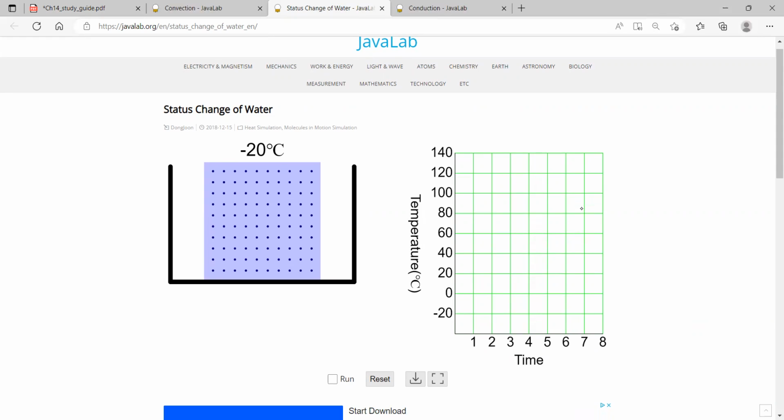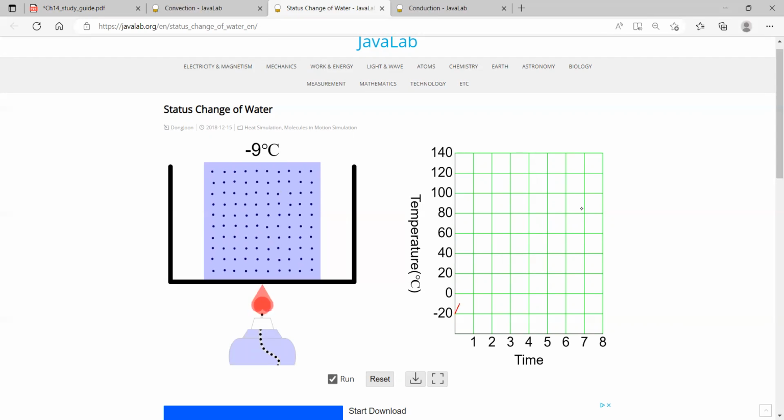At 0°C, because the phase change happens, you will see that there is no increase in the temperature. When the phase change is complete, you will see another increase in temperature. Then again there is no change in temperature when it reaches 100°C, because 100°C is the boiling point. At 100°C, liquid water becomes a gas.